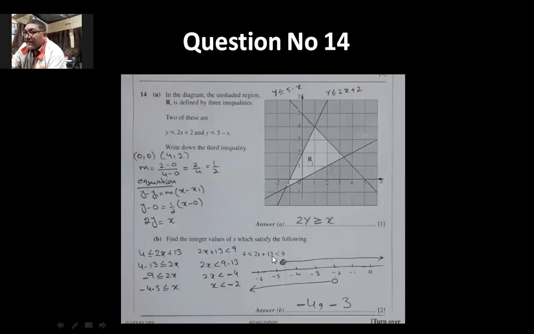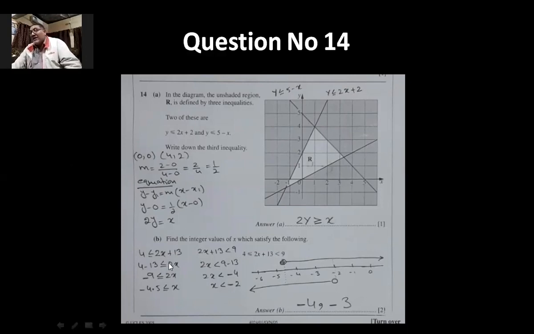Then I will take this second portion, 2x plus 13 less than 9. 2x is less than 9 minus 13. And then you will have 2x is less than minus 4. This 2 will go on the other side, it will divide. So you will have x less than minus 2. Minus 4 divided by 2 will give you minus 2.